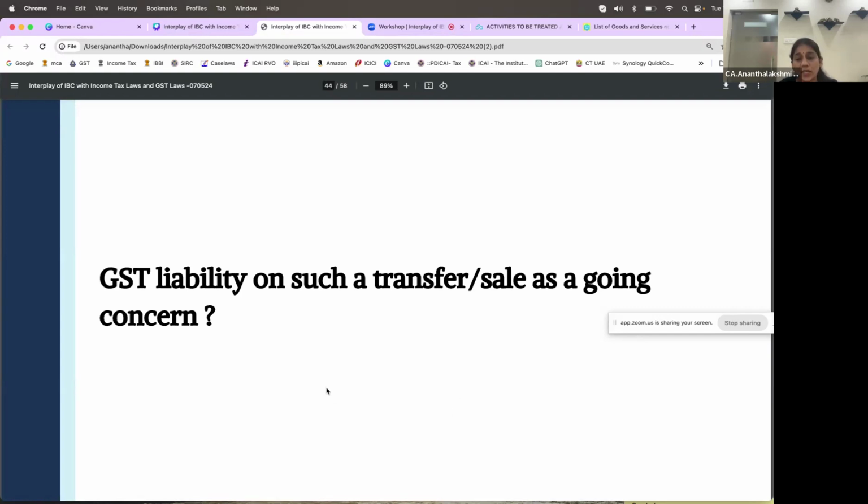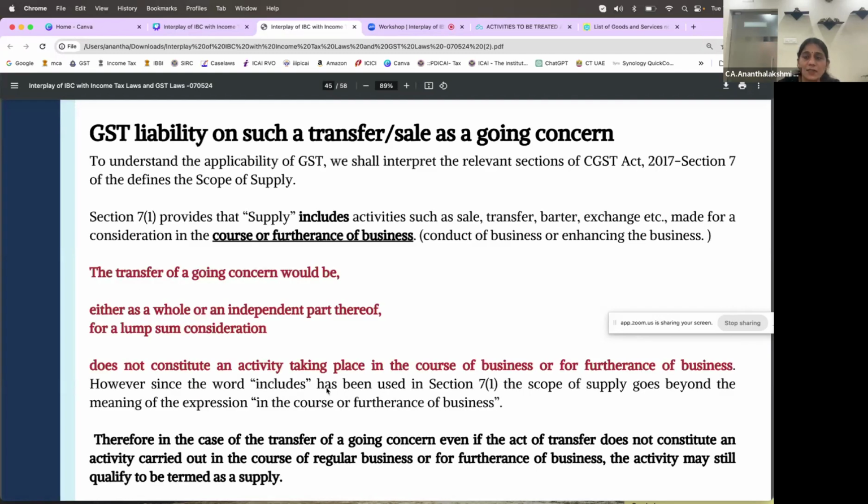GST liability on a transfer, sale as a going concern. I will explain this one in short. Sale as a going concern, because we know very well what is supply. Supply includes sale, transfer, barter, exchange made for a consideration in the course of furtherance of the business. What does the supply say? It should be in the course of furtherance of the business. Now the question arises whether sale as a going concern is in the course of furtherance of business.